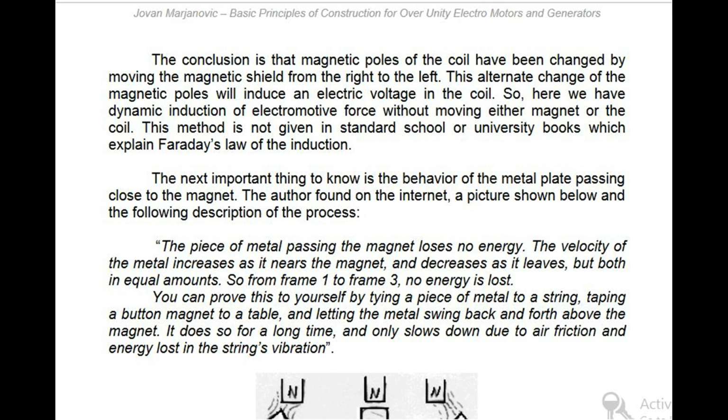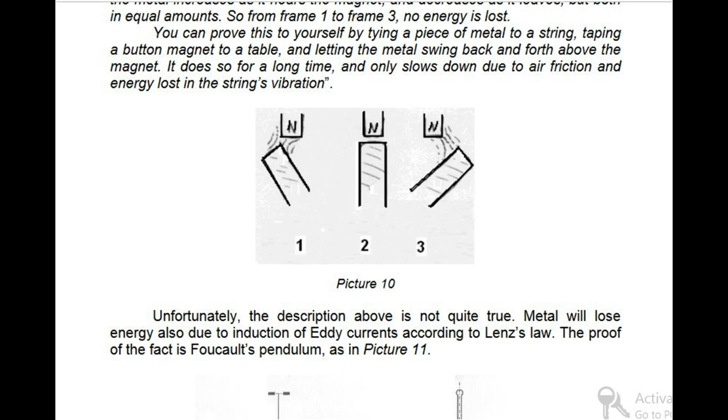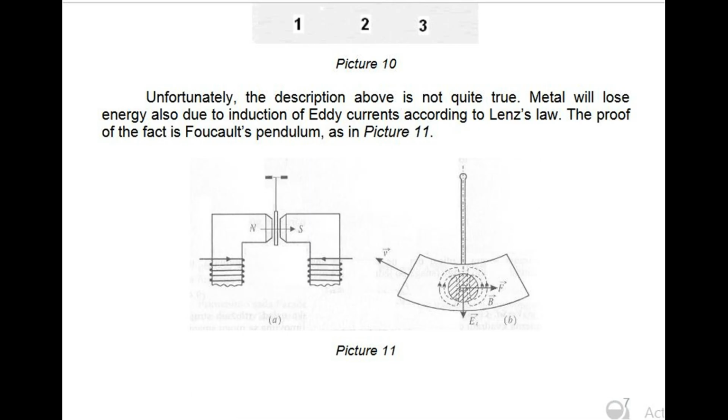You can prove this to yourself by tying a piece of metal to a string, taping a button magnet to a table, and letting the metal swing back and forth above the magnet. It does so for a long time, and only slows down due to air friction and energy lost in the string's vibration. Unfortunately, the description above is not quite true. Metal will lose energy also due to induction of eddy currents according to Lenz's law.